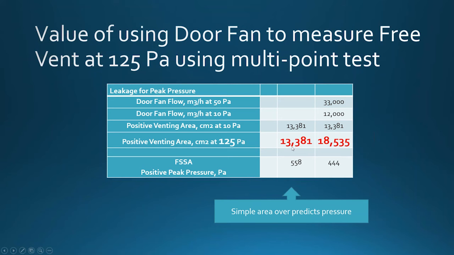This is another representation here. In this case, we've done a multi-point test. We've measured the leakage at 10 and 50 pascals, and at 10 pascals, they both say you have 13,000 square centimeters, but when we do the multi-point test, it shows us we have 18,000 square centimeters at 125 pascals, which is where we evaluate our venting. And it also gives us a much more accurate prediction of our peak pressure in this case.